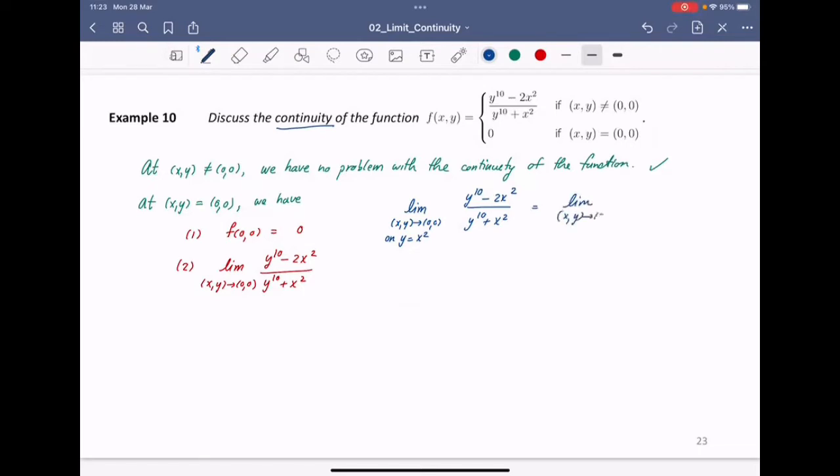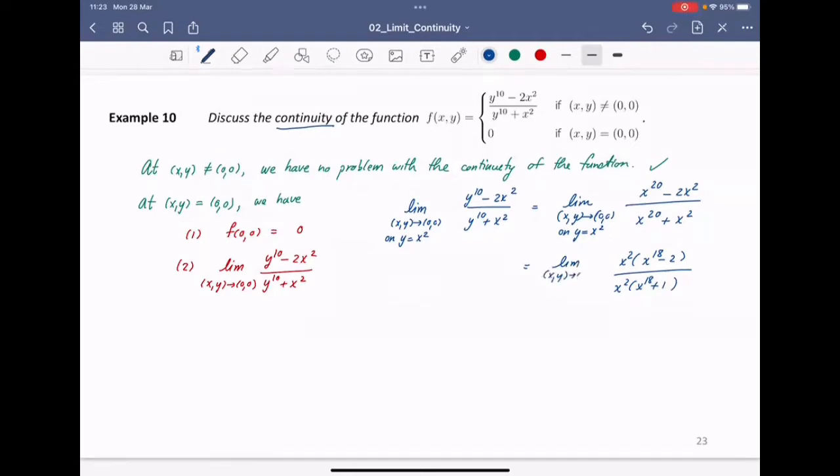okay, let's see what happened here. It's going to be x to the 20, right? And then minus 2x squared, and then at the bottom you take y equal to x squared, so that is x to the 20 again plus x squared. Okay, and now you can pull out x squared. Good. x to the 18 minus 2, and then x squared times x to the 18 plus 1.